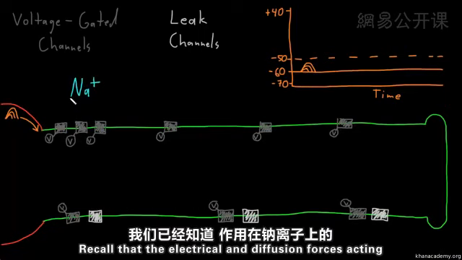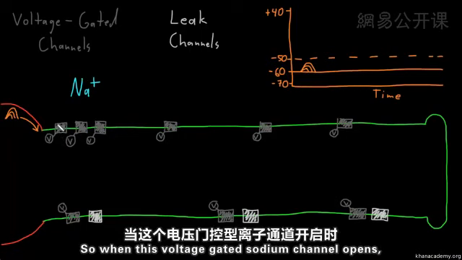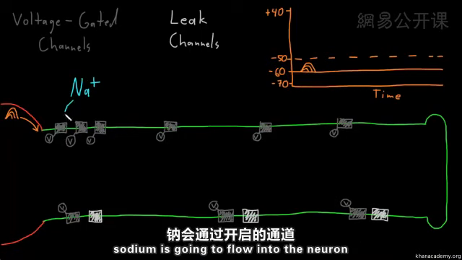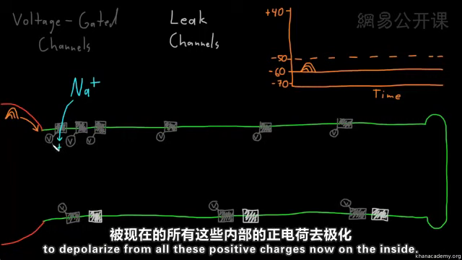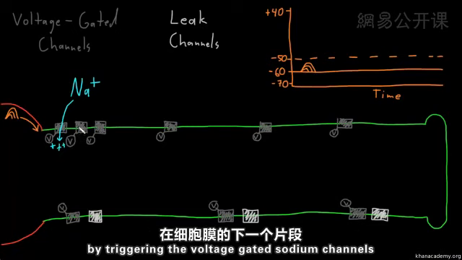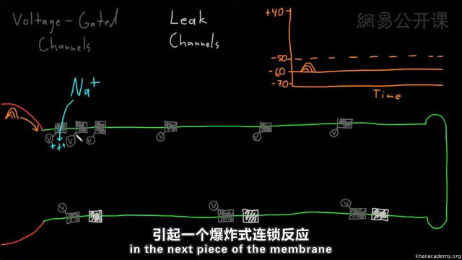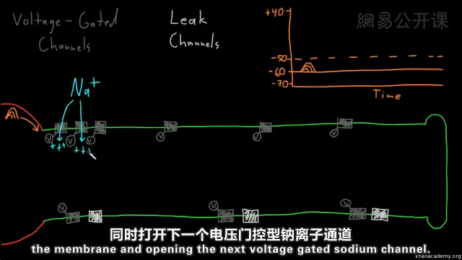Recall that the electrical and diffusion forces acting on sodium ions are strongly trying to drive them into the neuron. So when this voltage-gated sodium channel opens, sodium is going to flow into the neuron through the open channel, causing that part of the membrane to depolarize from all these positive charges now on the inside. This is going to cause an explosive chain reaction by triggering the voltage-gated sodium channels in the next piece of the membrane. So that more sodium is going to flow in, further depolarizing the membrane and opening the next voltage-gated sodium channel.